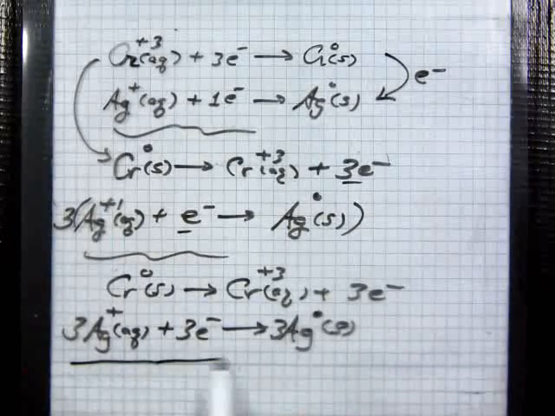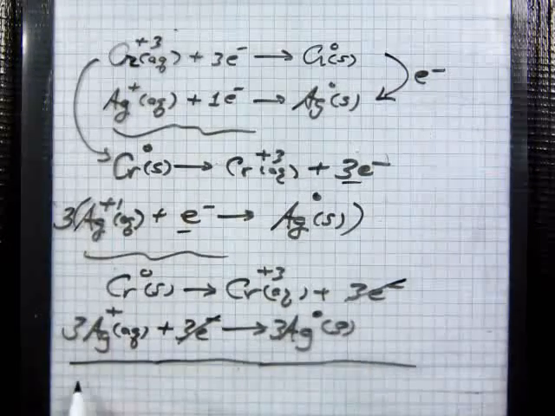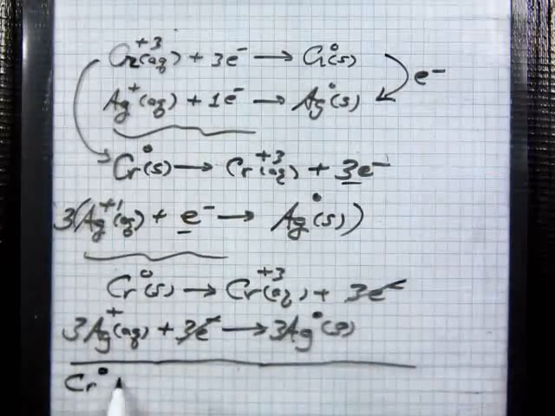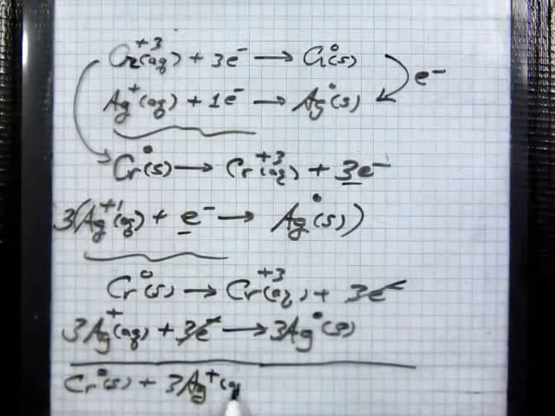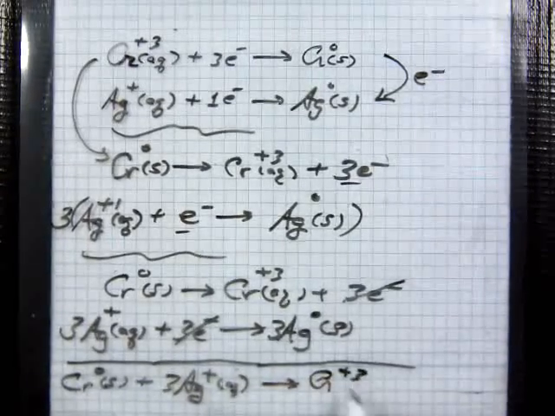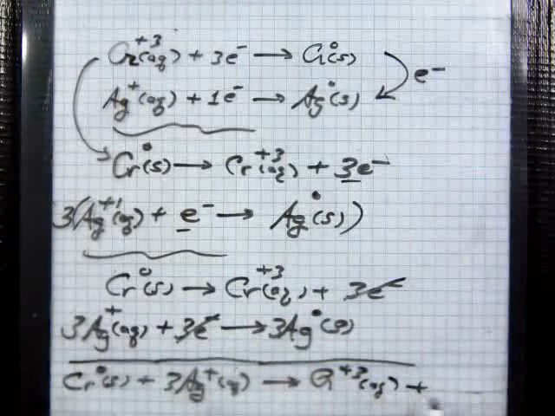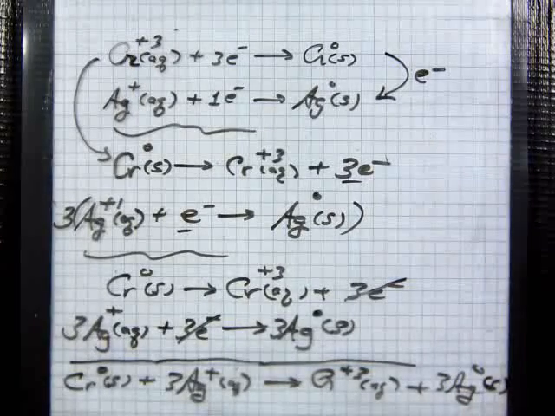So I can now add those together and get the net reaction here. So that would be chrome plus 3 silvers goes to chrome 3 plus aqueous plus 3 silver in basic standard state. So that's how you deal with this. You can take the reduction potential table and make the electrons balance, add them together. You've got a balanced oxidation reduction reaction.